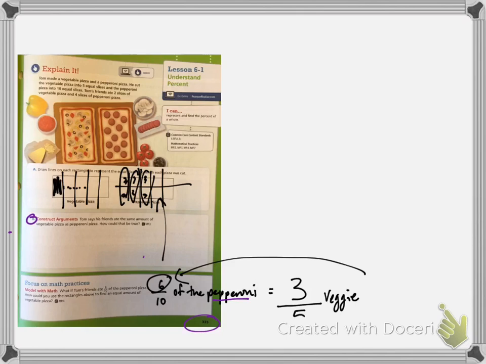You could say that is 3/5, and that might look familiar as an equivalent fraction. 10 divided by 2 is 5, and 6 divided by 2 is 3. Okay.